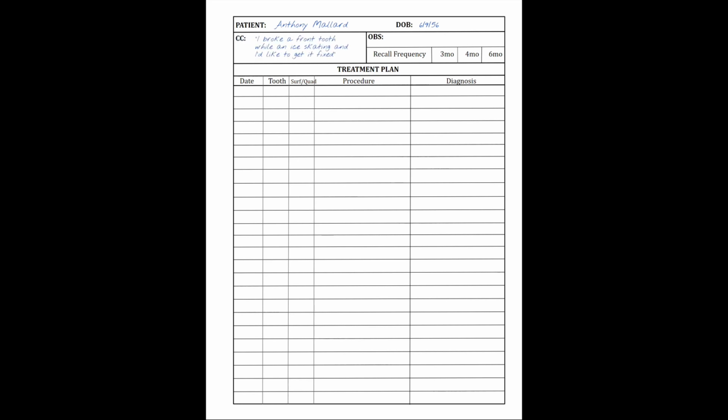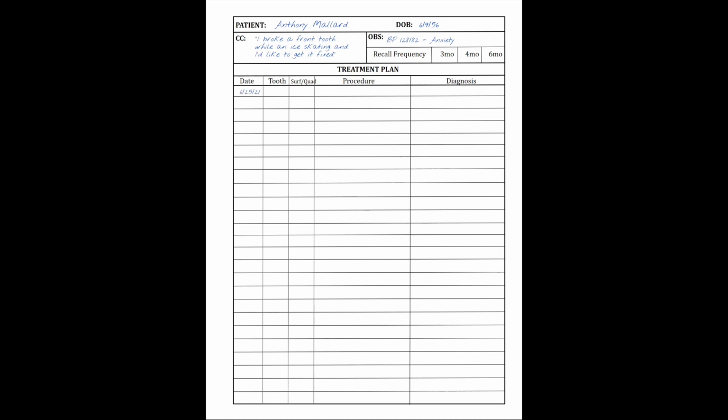Then, of course, we're going to be entering what is the reason that the patient came into the office. So in the case of this patient, it says, I broke a front tooth while I was ice skating and I'd like to get it fixed. Then any kind of additional information like the patient's blood pressure, which in this case is 128/82, and the patient has a history of anxiety.